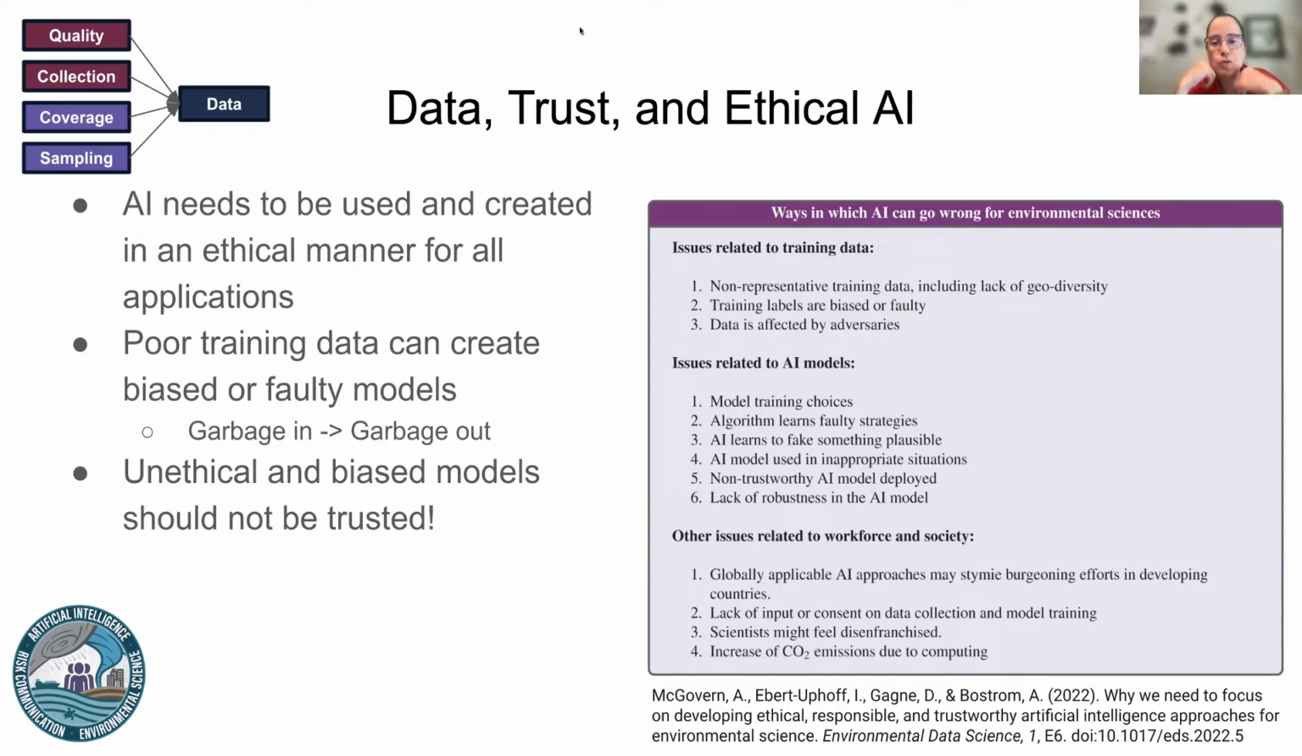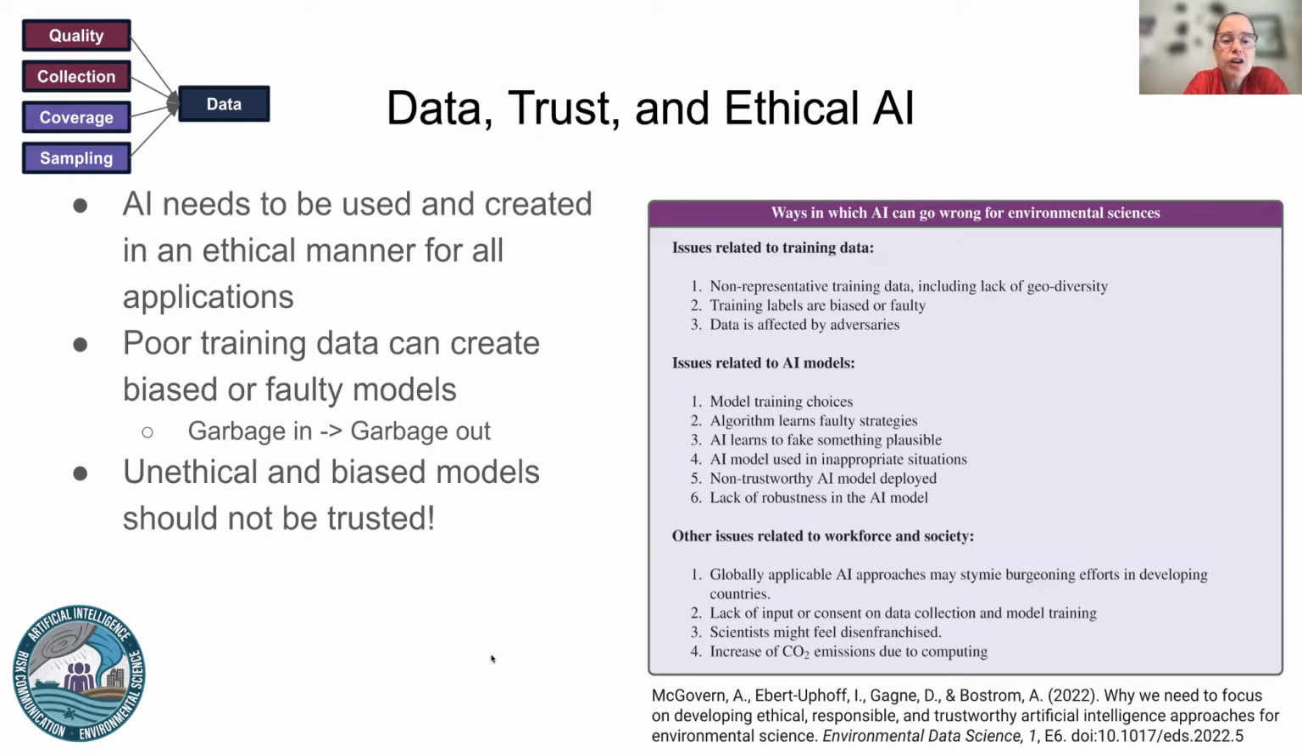I think that we're both singing the same song. We just have some slightly different examples. So we have a paper that just came out this year that's linked below. From that paper, we have a table about all the ways in which AI can go wrong for environmental sciences.